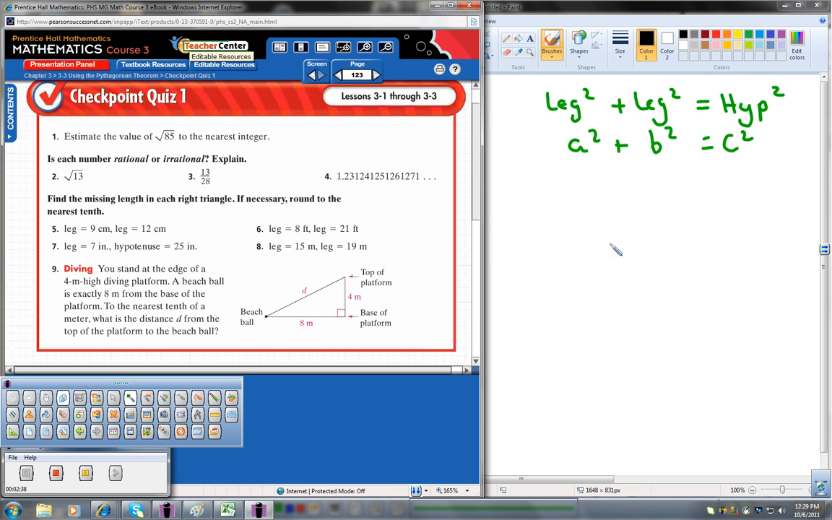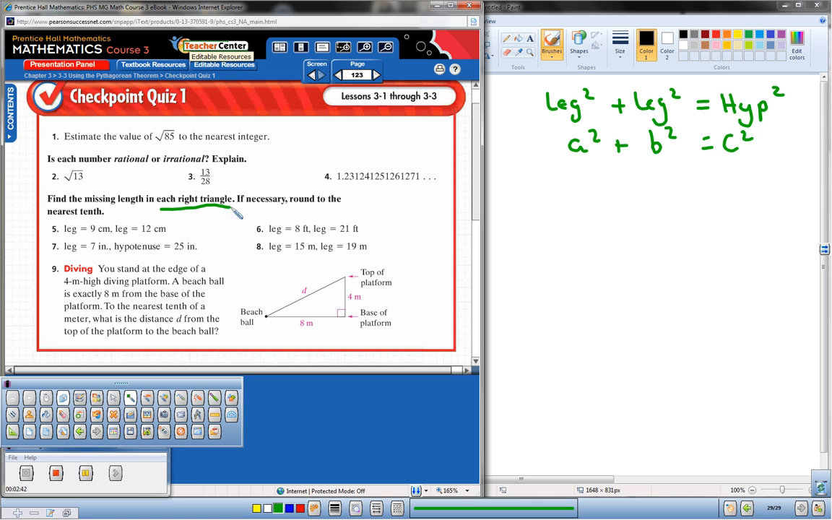Questions 5, 6, 7, and 8 ask you to find a missing length in a right triangle. We're going to use the Pythagorean theorem, which is written out as the leg squared plus the leg squared equals the hypotenuse squared, or the shortened version using a and b as the legs and c as the hypotenuse, a squared plus b squared equals c squared.